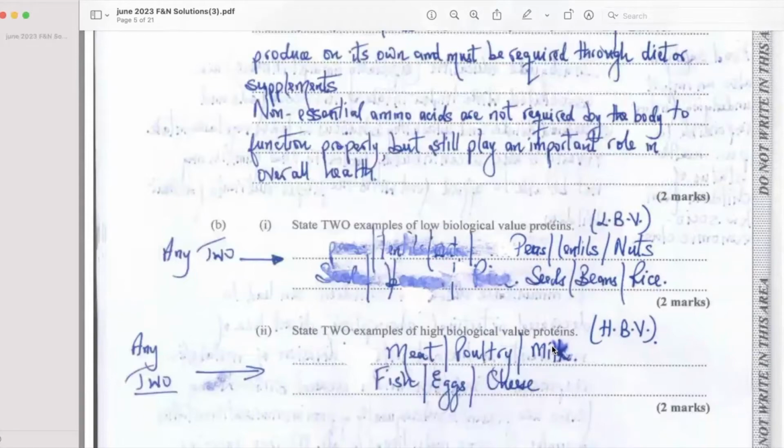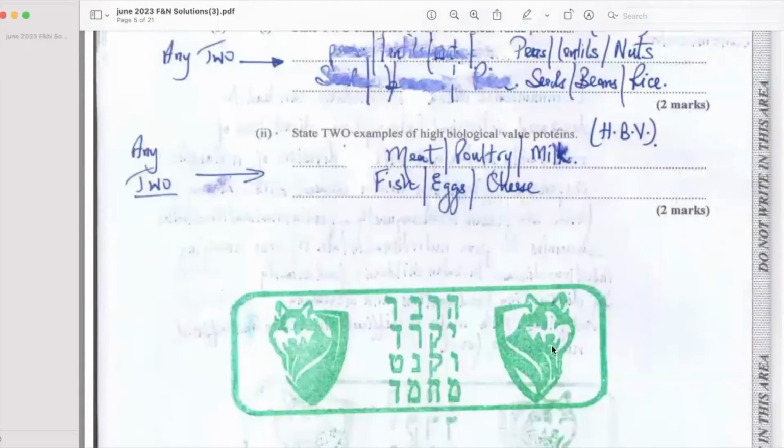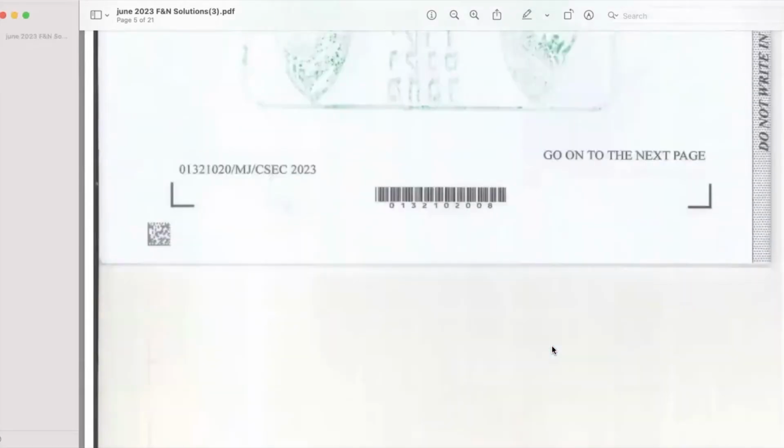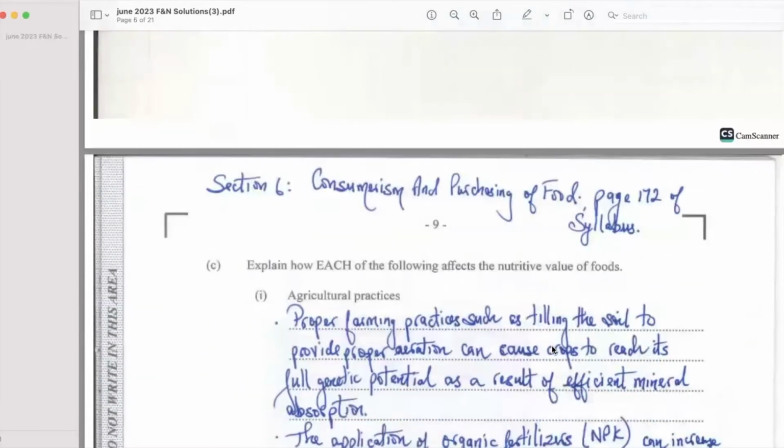So the next question says, explain 2 examples of I. So I will be from any meat or fish or eggs and stuff. So those are high biological value. They call it HBV. And the low one is from peas and beans and nuts and soybean. All right, so let's go to the next question. 2 marks for those.